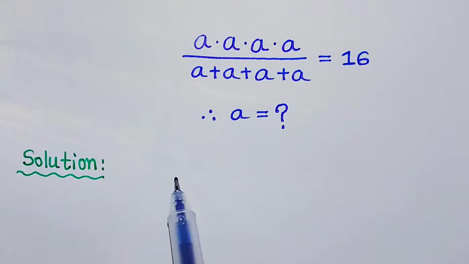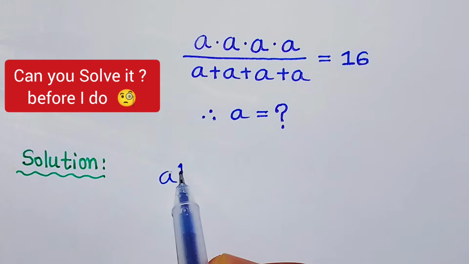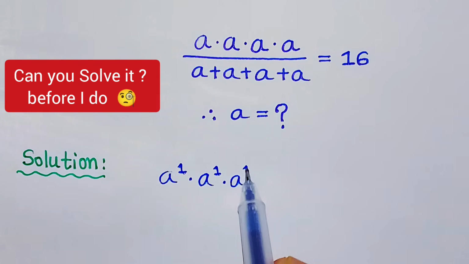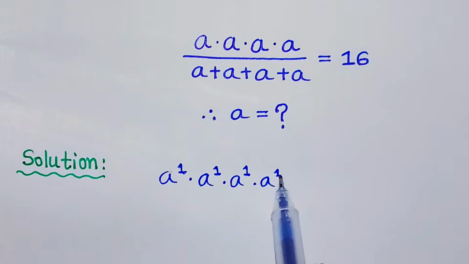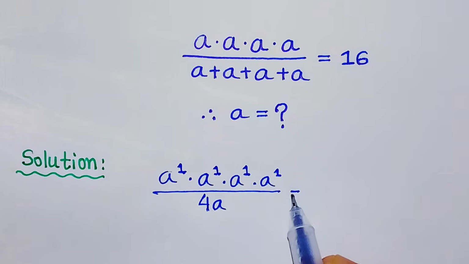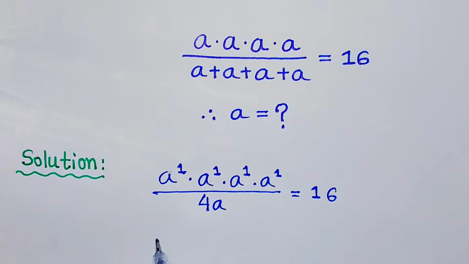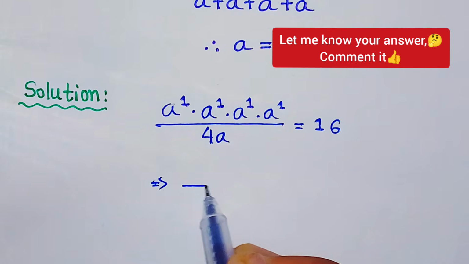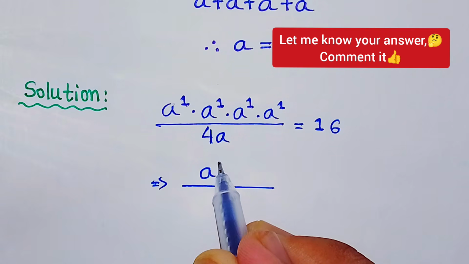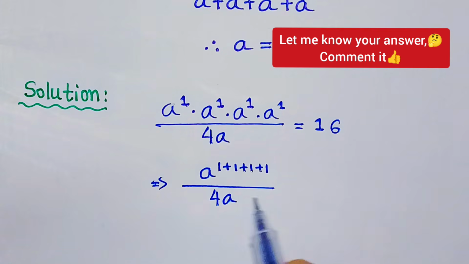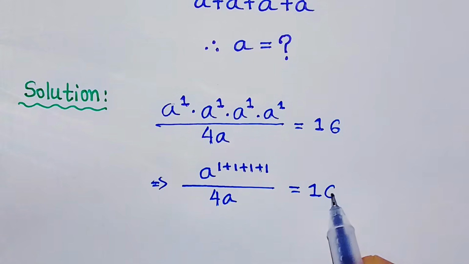So take a look. We can write a^1 times a^1 times a^1 times a^1 divided by a plus a plus a plus a equal 4a equal 16. So after that we can write easily here a to the power 1 plus 1 plus 1 plus 1 divided by 4a equal 16.